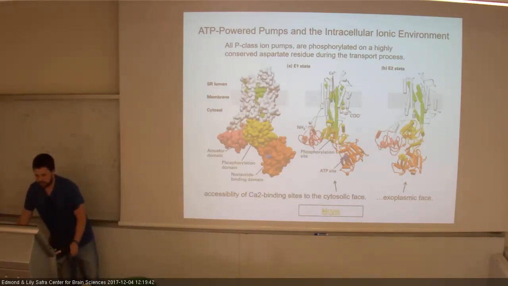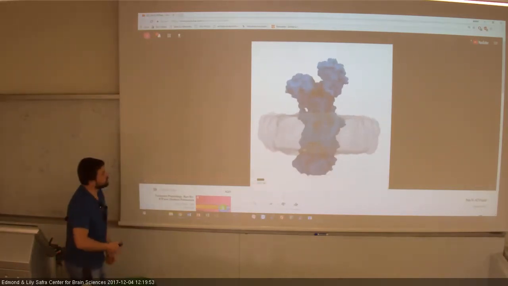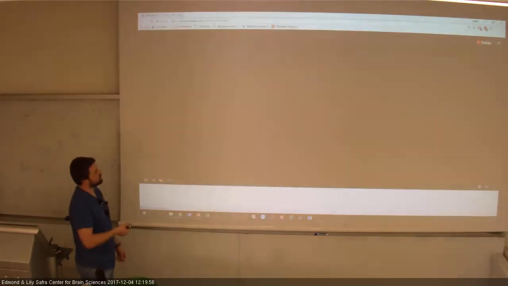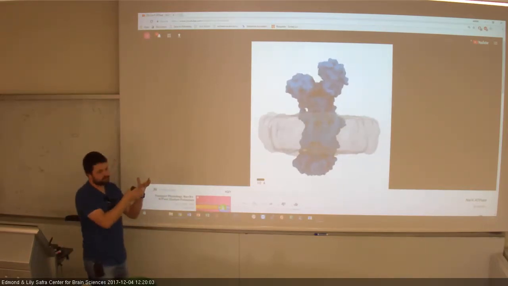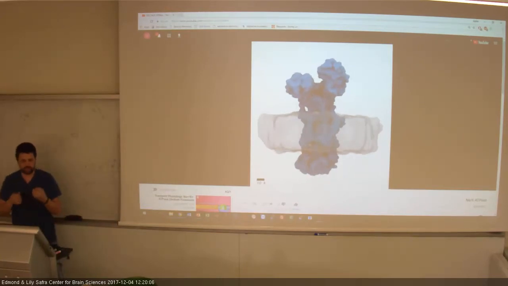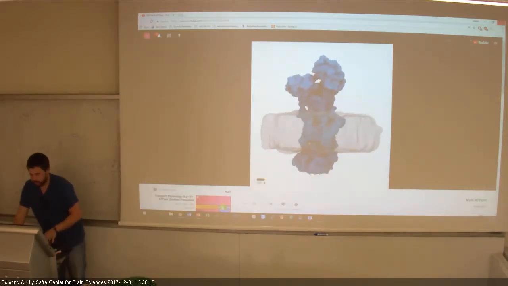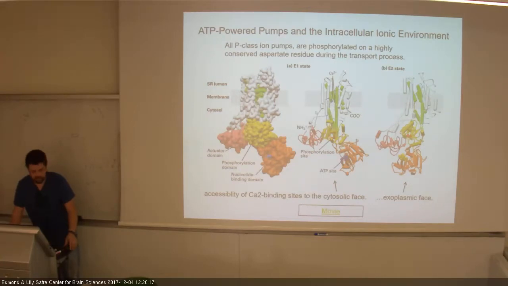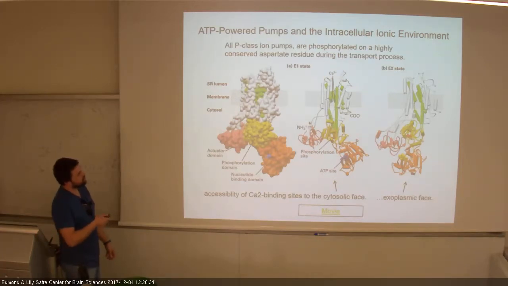And again, because I really like movies, this is actually a very boring movie, but still, it's a nice animation that shows you this structure, and I like it because you see what actually happens in reality. Like I always tell you, proteins are always breathing and moving. It's not like a fixed thing, like you see in these images. But actually, what you can see in this nice representation is the differences between the E1 state, where the cleft is pointing towards the cytosol, and the E2 state, where the cleft is open towards the lumen. Okay?